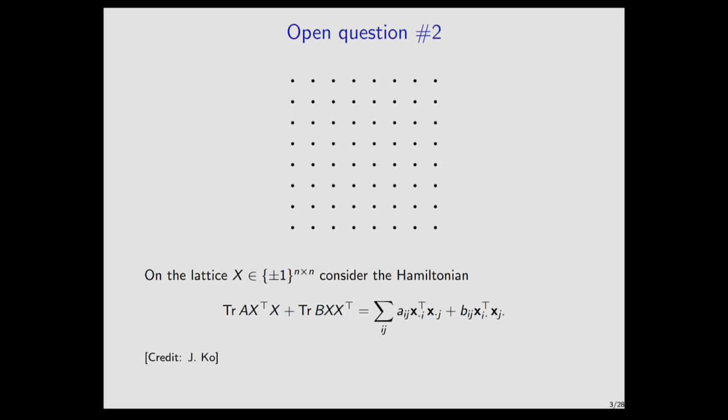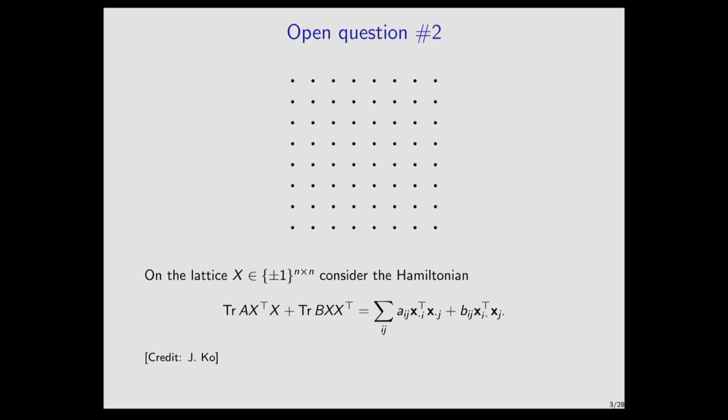So a second question, if you don't care about graph matching or convex relaxations, I learned a variant of this problem from Justin Ko last summer. It's the following. Consider a lattice, a square lattice, and on this lattice, I put +1, -1 variables. So it's a spin system on this lattice. And we define the Hamiltonian that looks like this.